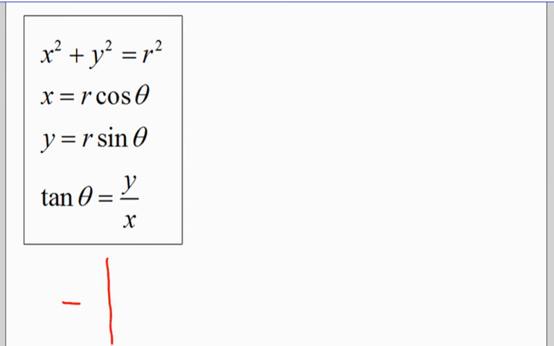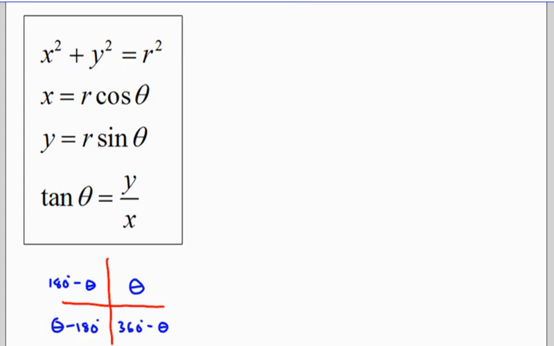If we're in the first quadrant, then whatever we get for theta, that's our angle. If we're in the second quadrant, we do 180 minus the angle. The third quadrant, we do the angle minus 180. In the fourth quadrant, we do 360 minus the angle. Or if you're in radians, replace the 180 with pi and the 360 with 2 pi.